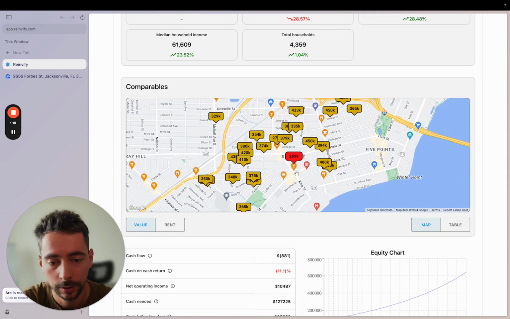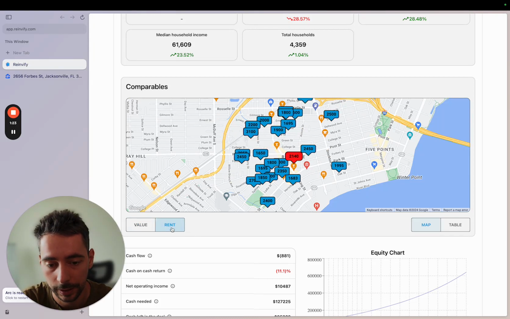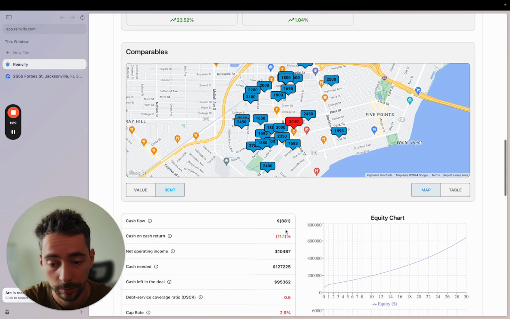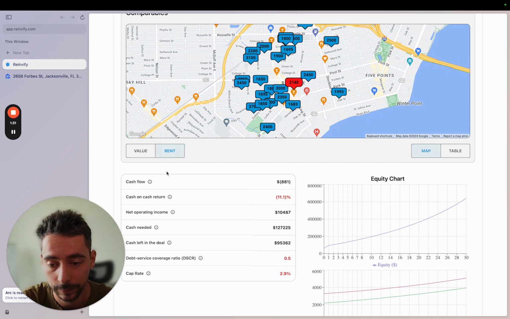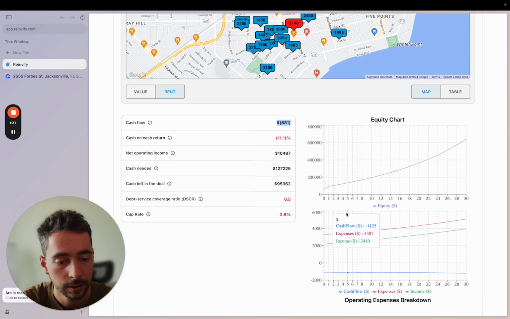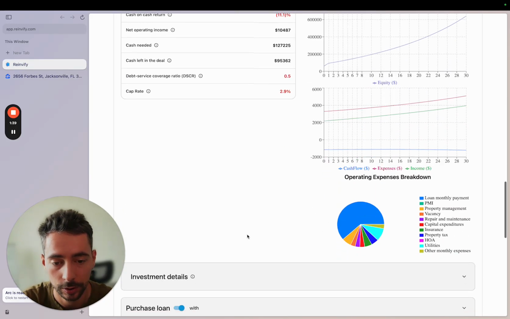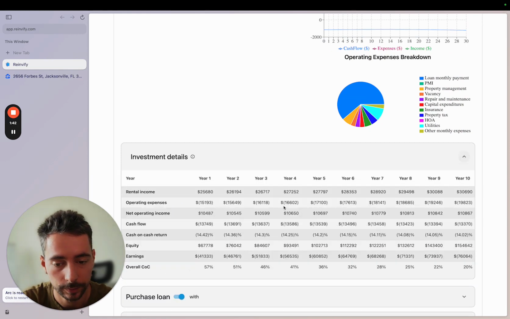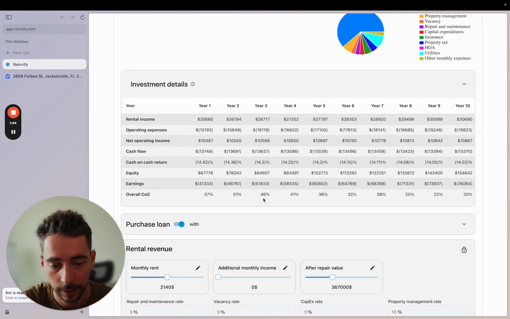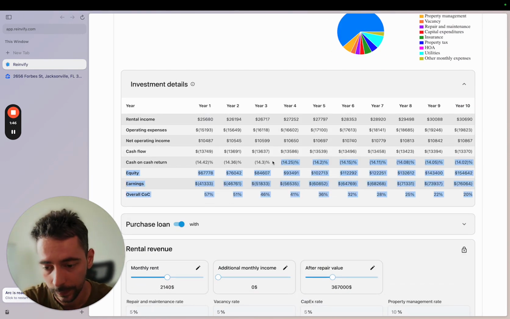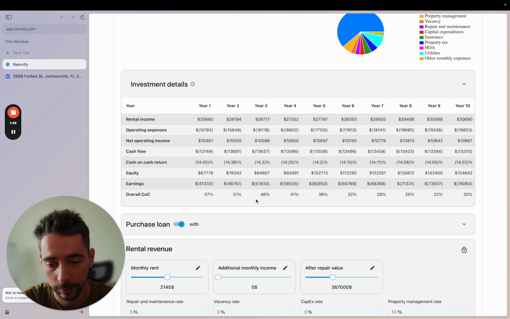Comparables for similar properties for sale and for rent. So rental comparables, so I can estimate long-term rent if I need. I see basic investment analysis, spreadsheet, table, some charts. I like this table where I can see what return I will get over time.